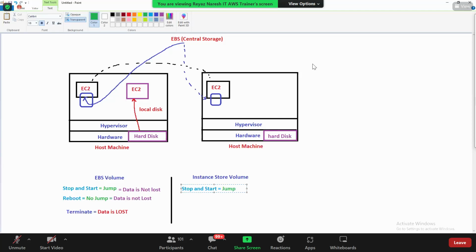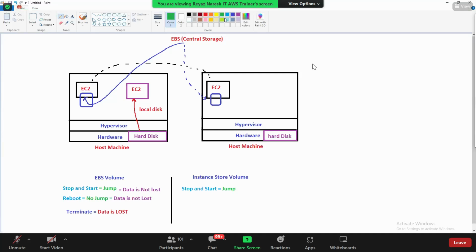Stop and start: jump or no jump? Jump. So when it jumps, it will jump from this host machine to this host machine. Now tell me, if it jumps from one host to another machine, this local disk will jump from here to here. All your data is stored where?